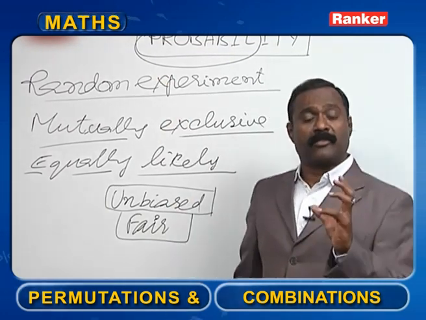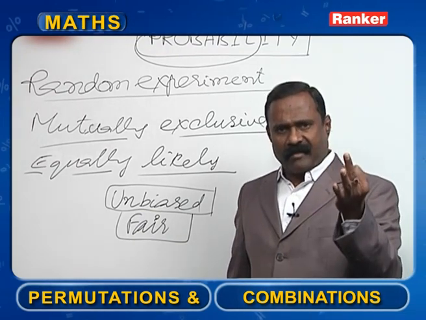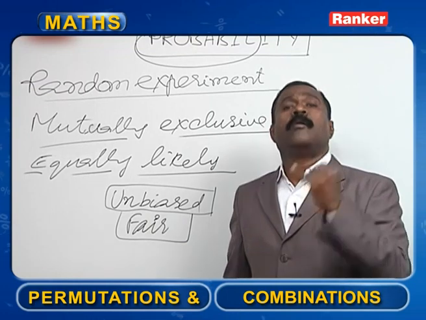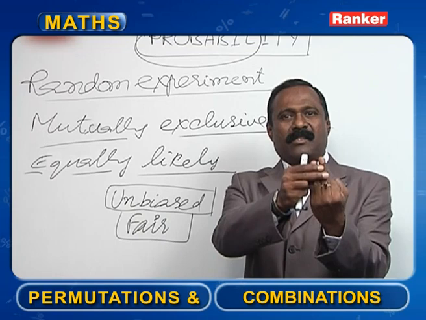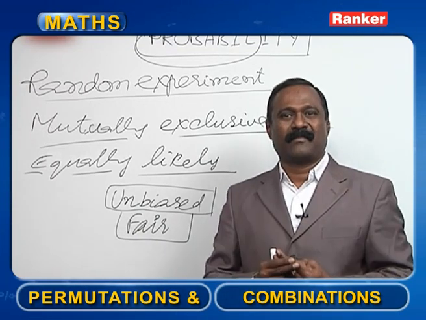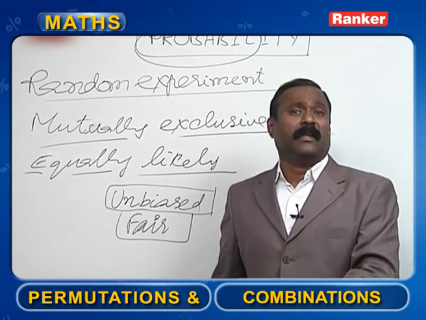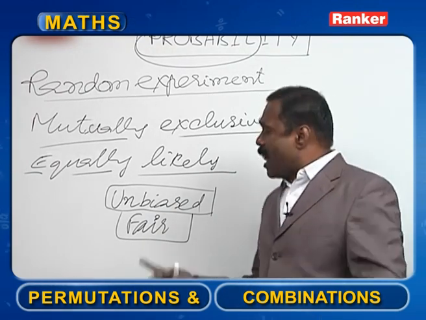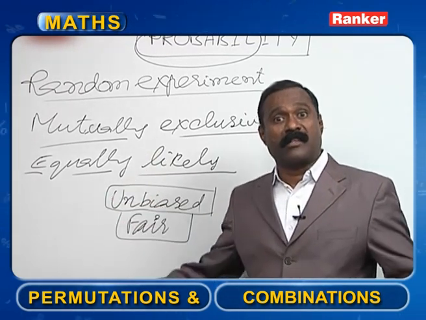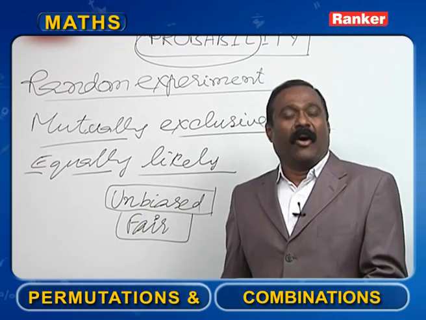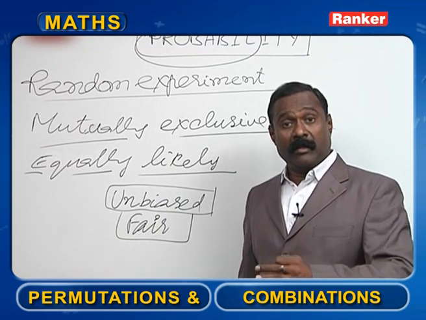For example, if you throw the die, how many even numbers are there? 2, 4, 6. How many odd numbers are there? 1, 3, 5. 3 even numbers, 3 odd numbers. What does it mean? Getting an even number and getting an odd number in throwing an unbiased die are equally likely, because there are equal chances of getting either odd or even. Then they are said to be equally likely events.